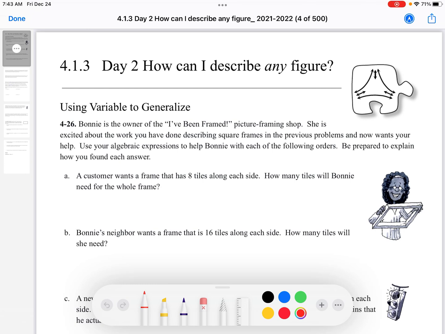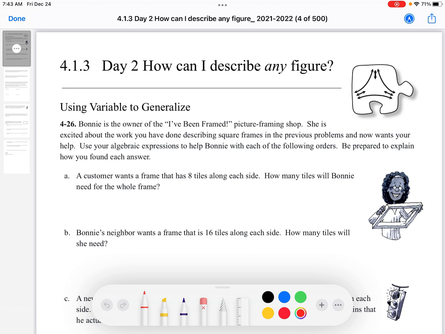All right, here's 413 day 2. How can we describe any figure? We're going to use variables to generalize again. And in this one, we're going to pick up problem 426 and kind of finish out. Please get this file online and try to go through it yourself first, because practicing it ahead of time will be better than just watching the video alone.